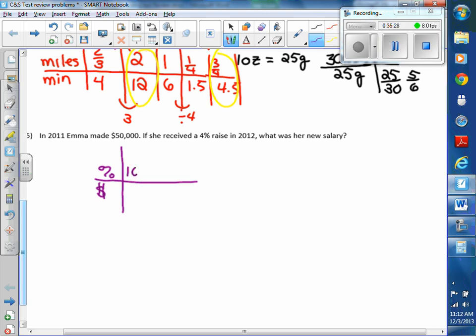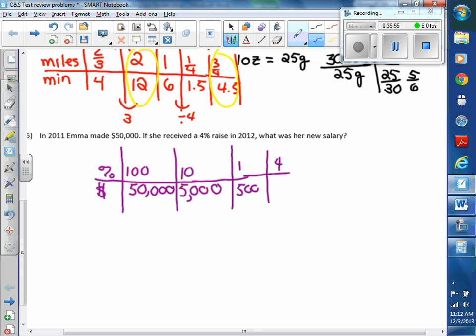So we know 100% of her salary, not 1,000%. 100% of her salary was $50,000. So 10% of her salary is what? 5,000, right? So could we get 1%? It would be 500. So can we get 4%? 2,000, right?